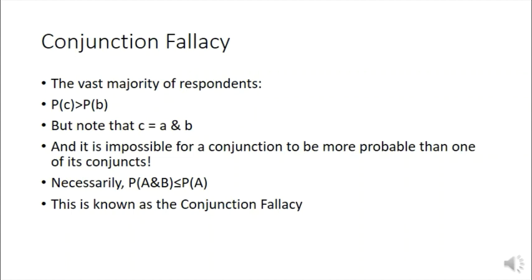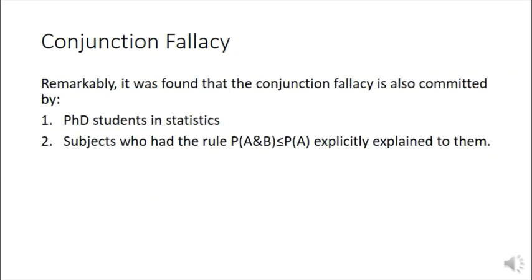Necessarily, this conjoined probability, this conjunction, has to be less than or equal to the probability of one of its events. This is known as the conjunction fallacy. And this conjunction fallacy, because we're not engaging that critical part of our brain, is also committed by PhD students in statistics and students who have had this rule explained to them.